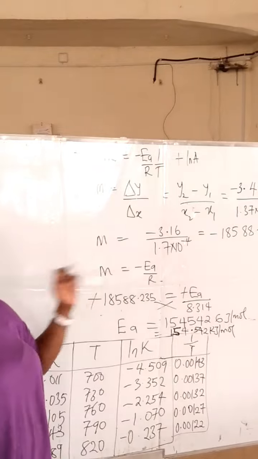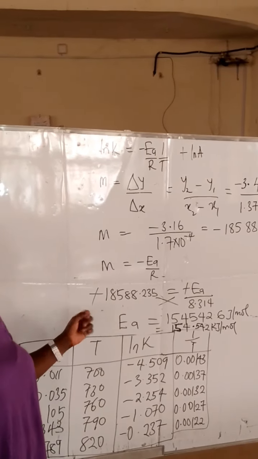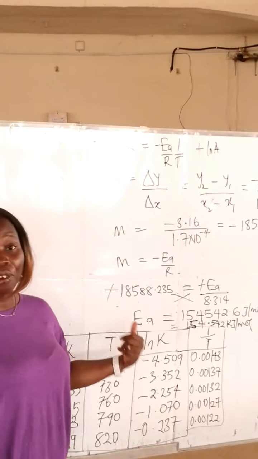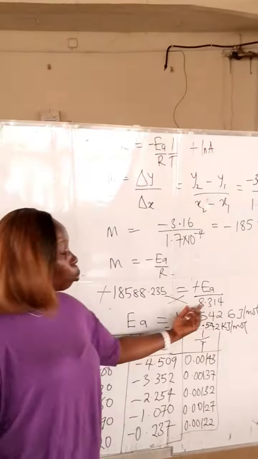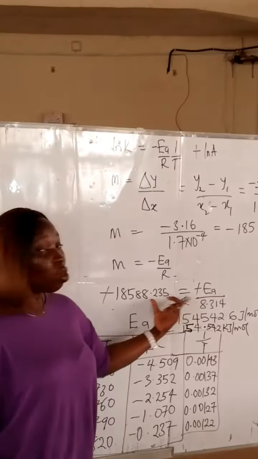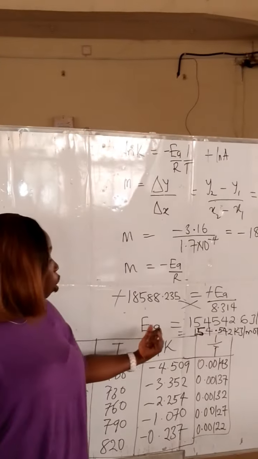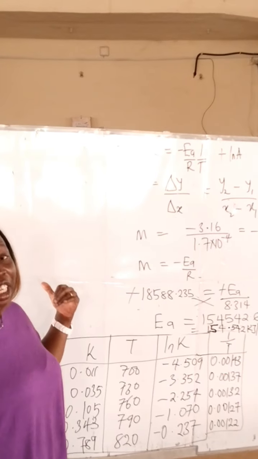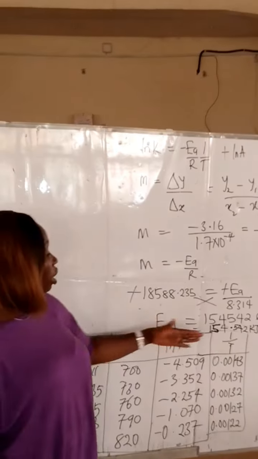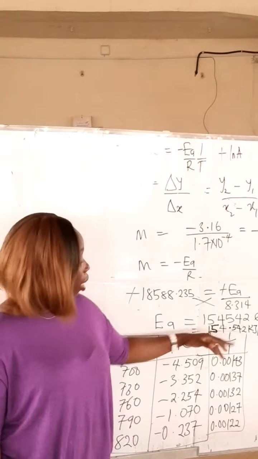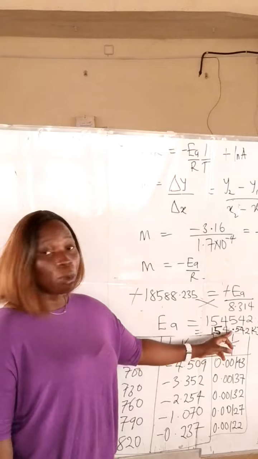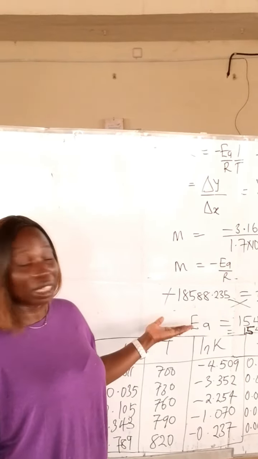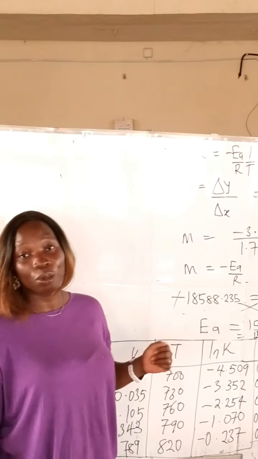Remember that from this equation, our slope is equivalent to minus EA over R, and that is what we have. So we know that the EA is the activation energy. Input the value of your slope, input the value of your R. Your R is your molar gas constant of 8.314. When you cross multiply, you will have your activation energy in joules per mole. Remember that the question says in kilojoules per mole. It therefore means that we will divide this by 1000 to get 154.54 kilojoules per mole, while the minus sign is being cancelled out in the equation.